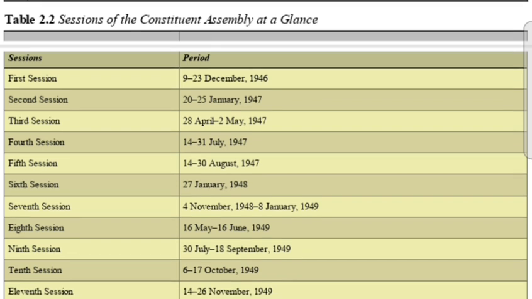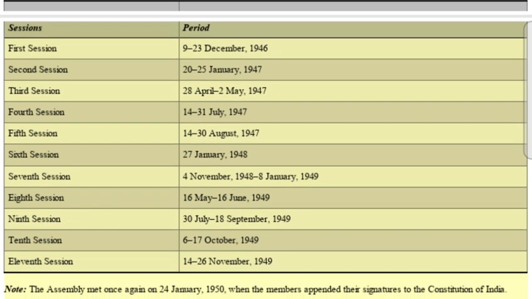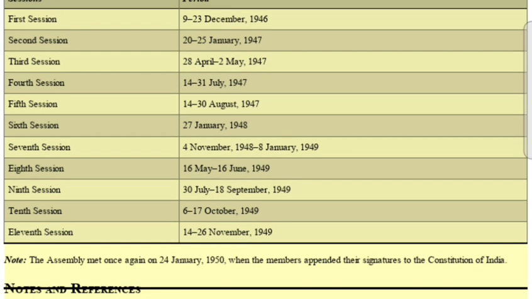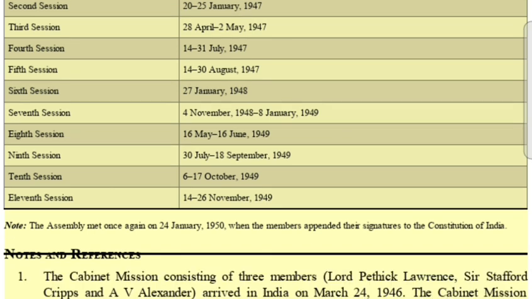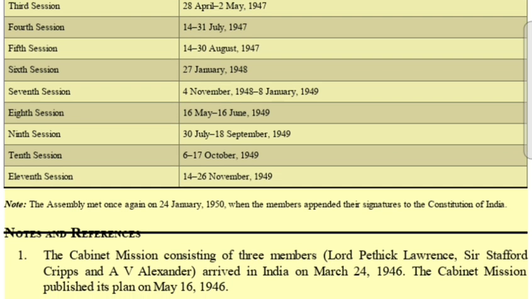Table 2.2 Sessions of the Constituent Assembly at a glance. First Session, the 9th to the 23rd of December 1946. Second Session, the 20th to the 25th of January 1947. Third Session, the 28th of April to the 2nd of May 1947. Fourth Session, the 14th to the 31st of July 1947. Fifth Session, the 14th to the 30th of August 1947. Sixth Session, the 27th of January 1948. Seventh Session, the 4th of November 1948 to the 8th of January 1949.